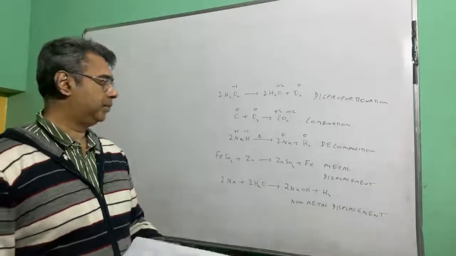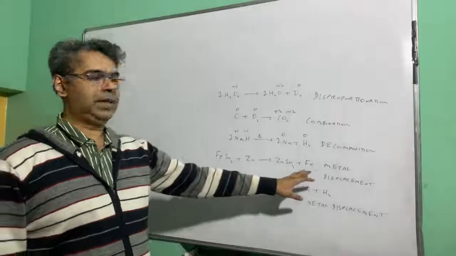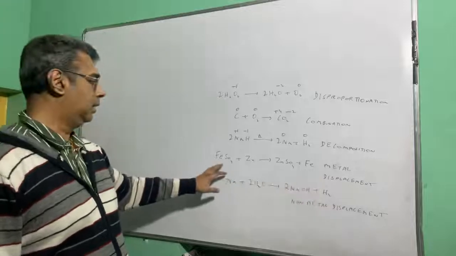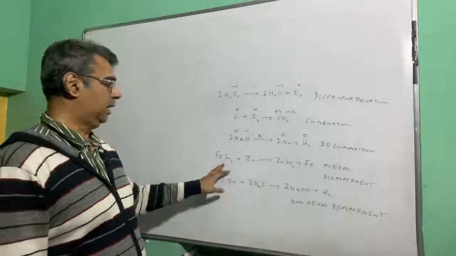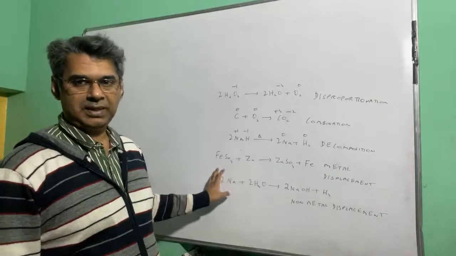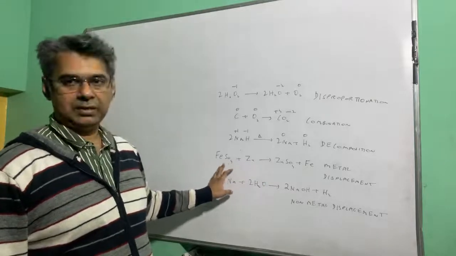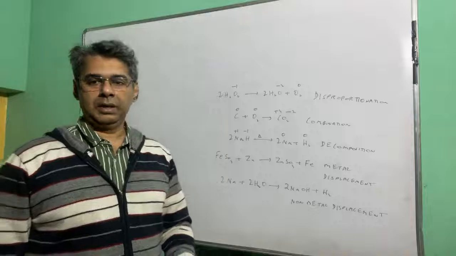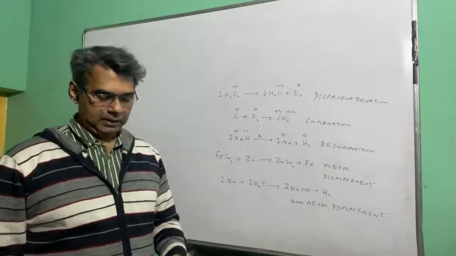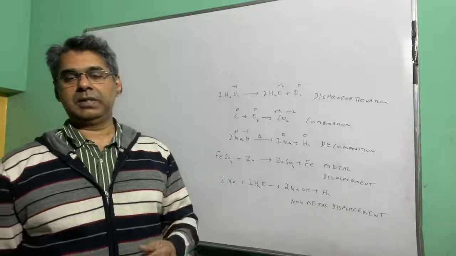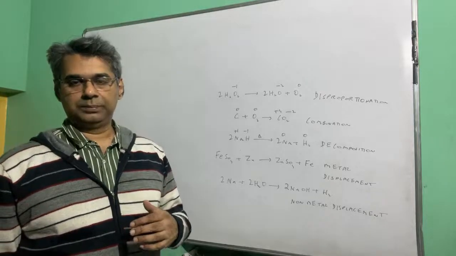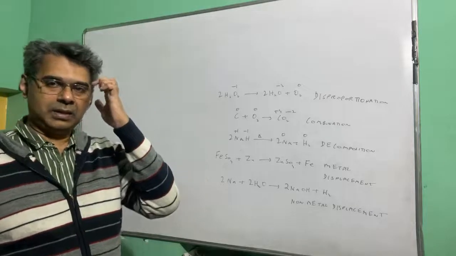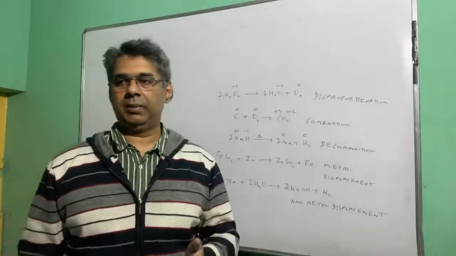In a metal displacement reaction, you can see that there is a metal which is displacing another metal. Like zinc is displacing iron from iron salt. Now here there is a rule that the metal which is higher in the activity series will displace a metal which is lower. Now activity series is there in various formats.